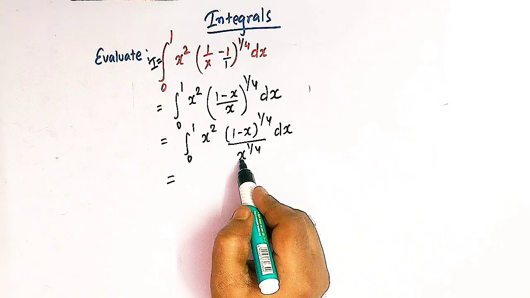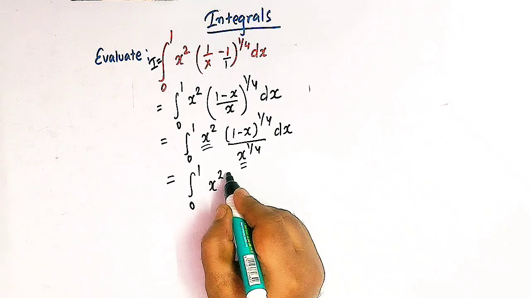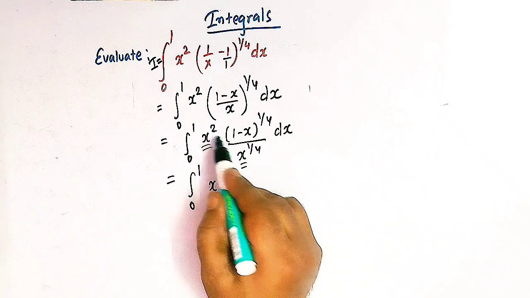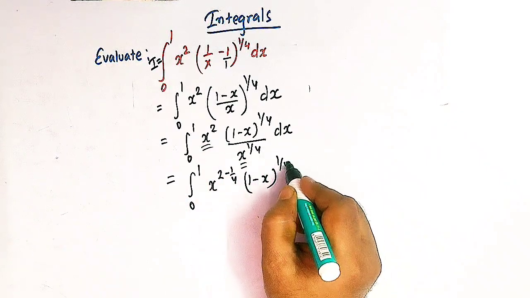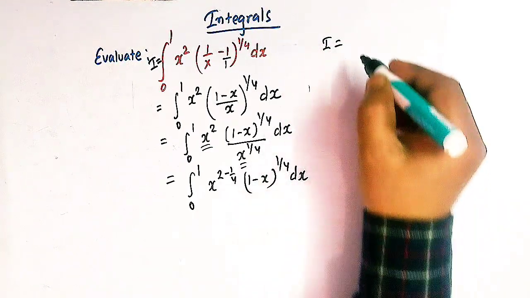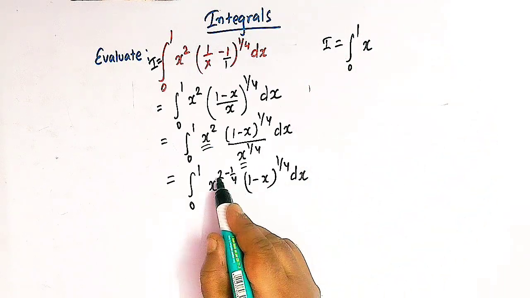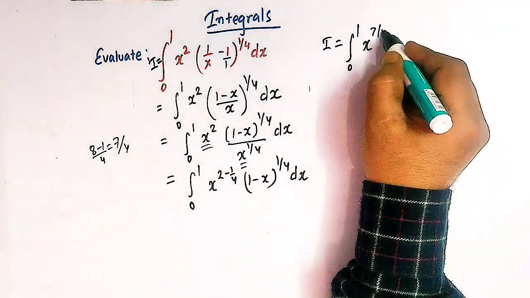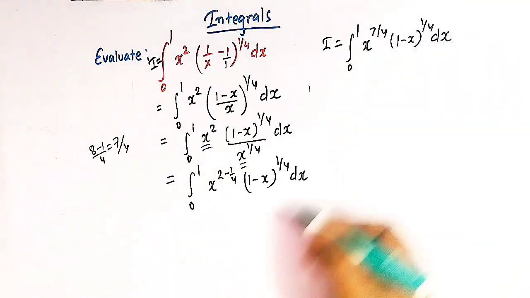Now combining these two terms, we can write the integral from 0 to 1 of x raised to 2 minus 1 over 4, so we subtract the powers by using the rules of exponents, times (1 minus x) raised to 1 by 4 dx. So now we can rewrite this integral as 0 to 1, x raised to 4 times 2 is 8, minus 1 over 4, that is 7 by 4. So here we have x to the 7 by 4 and (1 minus x) raised to 1 by 4 dx, right?